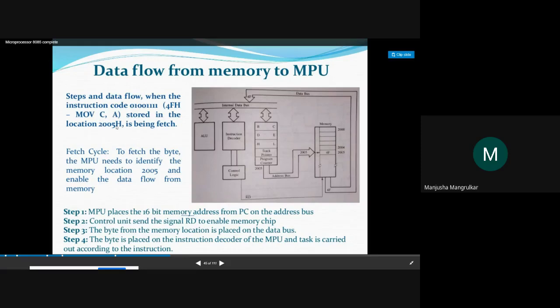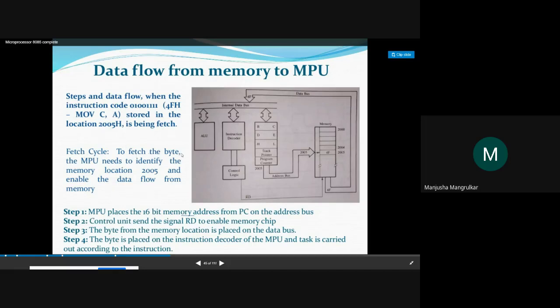So the program counter will send 2005 and it will search at 2005. There is a 4F. This 4F will come into the instruction decoder. The instruction decoder will decode what to do. This 4F means transfer the accumulator data into the C register.